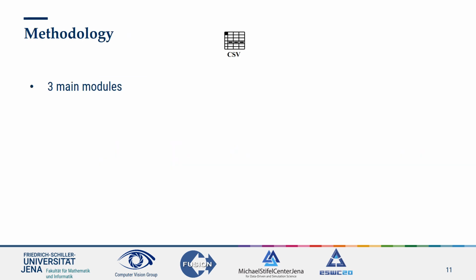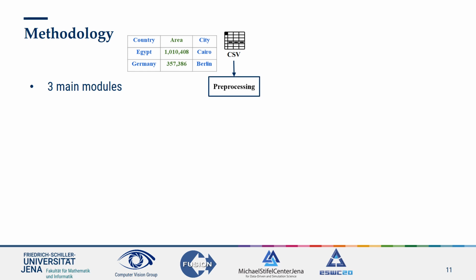Our proposed conceptual view model for the first stage starts with a CSV file as an input. The preprocessing step involves the header and column extraction and a step for cleaning the cell values.